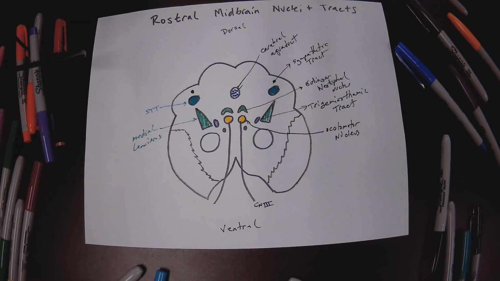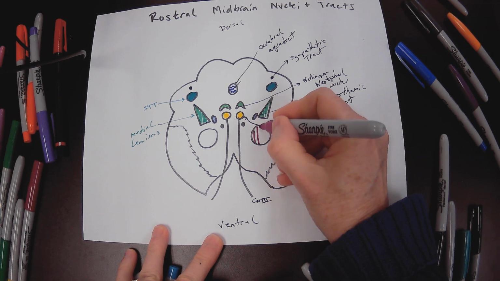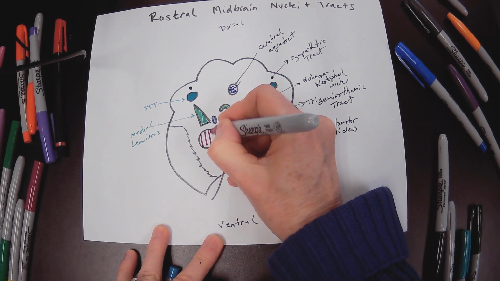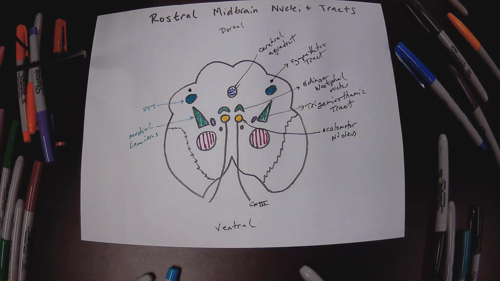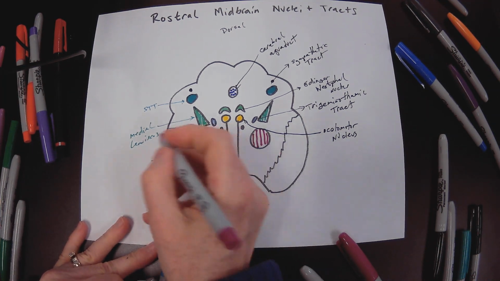Here's that big old nucleus in the midbrain that we talked about that sends down efferent information. Mostly has to do with muscle tone and upper extremity flexors. Here's your red nucleus.